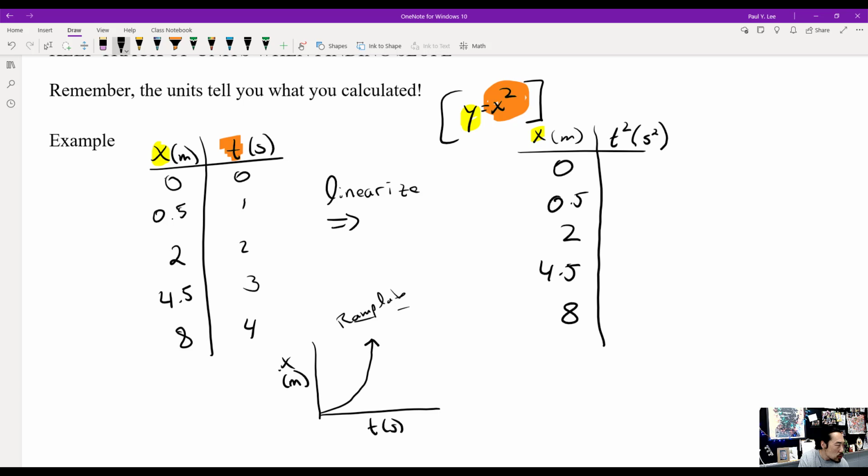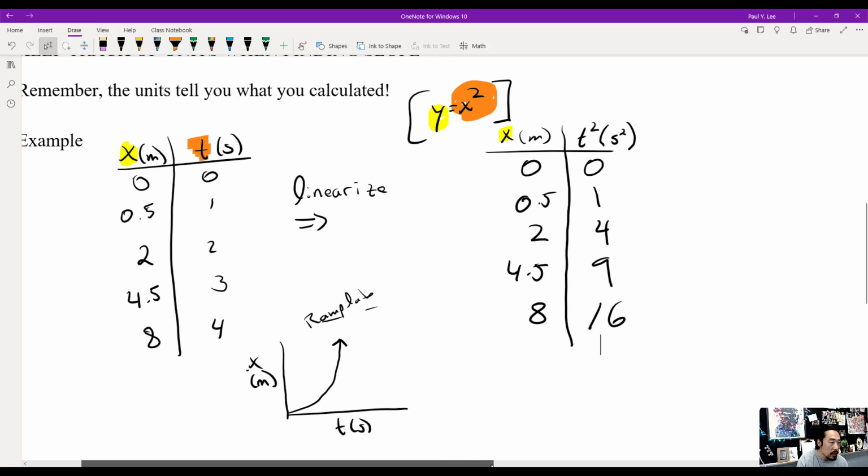Okay, and just so you know, in the most common types of problems for linearization, you're only changing one of the actual data sets. So for the time squared, what we're doing is adjusting all of the time values by squaring them. So 0 squared gives us 0, 1 squared gives us 1, 2 squared gives us 4, 3 squared gives us 9, and 4 squared gives us 16.